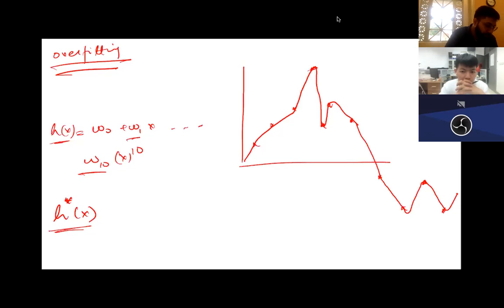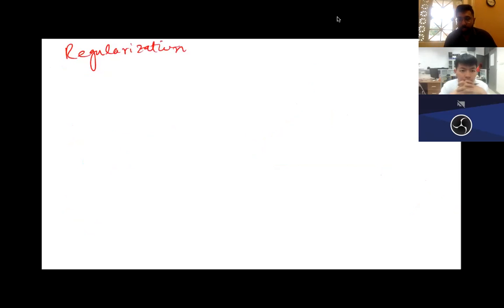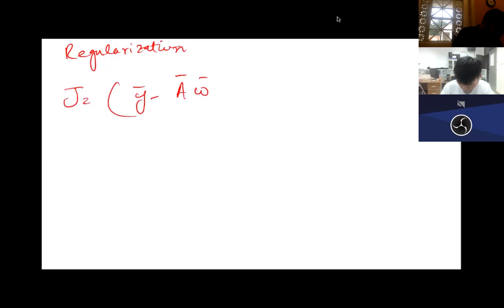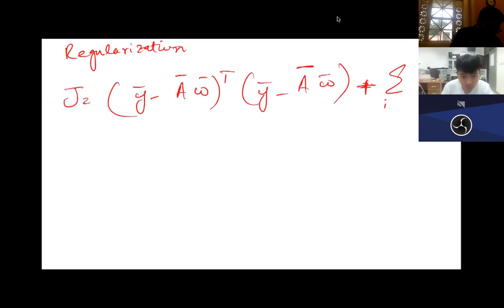So what people do is say, what if we start penalizing these weights? If the weight is used toward overfitting, why don't we penalize it? So what was our original cost function? This was (y minus AW) transpose (y minus AW). People say let's add a term to it, the sum from i equal to 0 to m, where m is the number of bases that you have, of w_i squared. So you take the square of all the weight components.